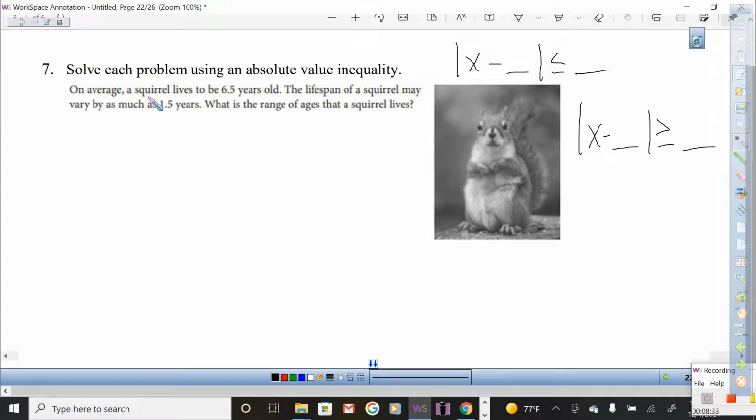On average, a squirrel lives 6.5 years old. Okay. A squirrel lives up to 6.5 years old. Okay. The lifespan of a squirrel may vary by as much as 1.5 years. Here the key word is what? Vary. Think about it. What does that mean, that it varies 1.5 years? Talk it over with your neighbor. What does that mean, that it varies?